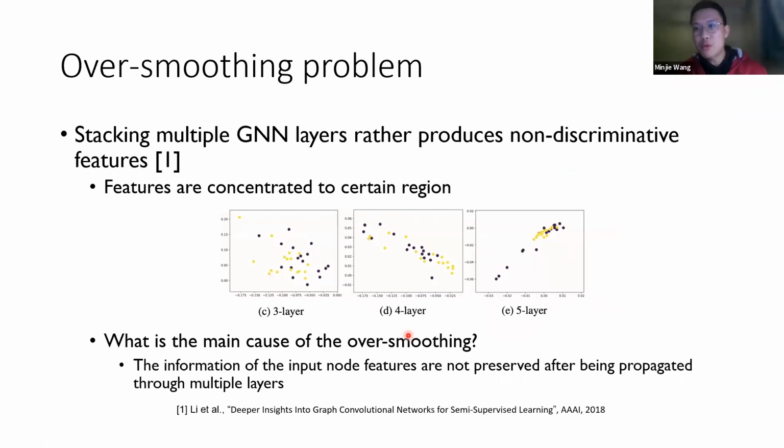So what is the problem? The problem we are tackling is the over-smoothing problem that we have been talking about. When we stack a large number of GNN layers, because of the propagation, the diffusion property of these graphs, the features become concentrated in a certain regime. So essentially, they become not discriminative, and you cannot use them for prediction.